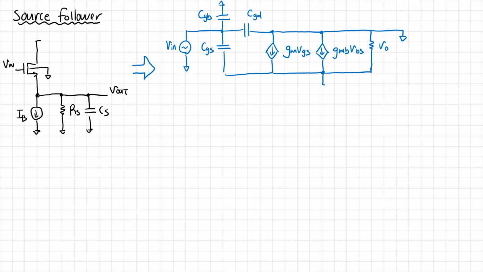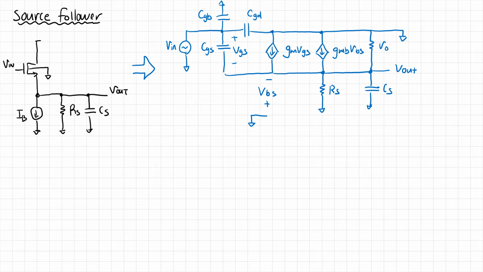And then we have our resistor here, RS, and output capacitor CS. And this is the output voltage here. Then I'll just very specifically indicate that this here is the voltage VBS, and this voltage across here is VGS. Okay, so this is our small signal model.